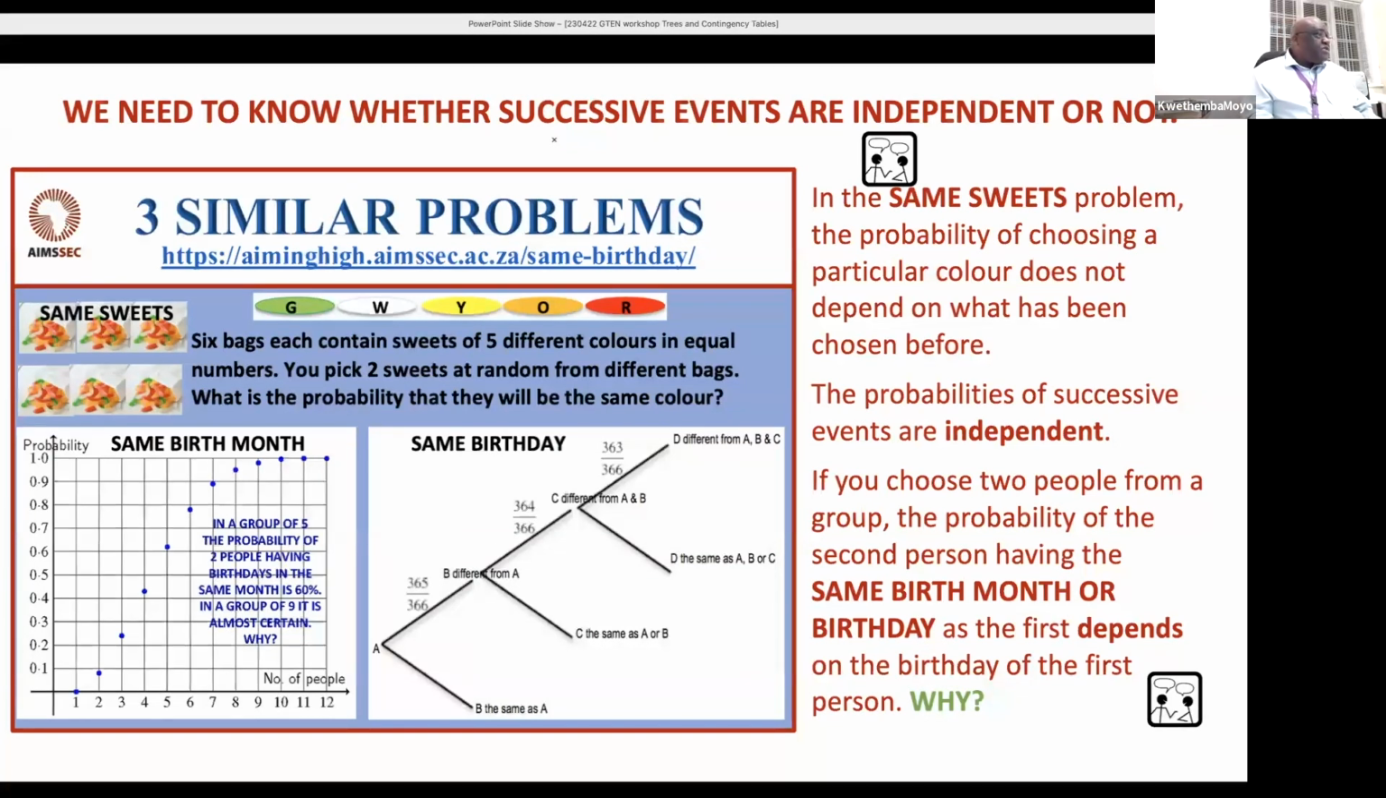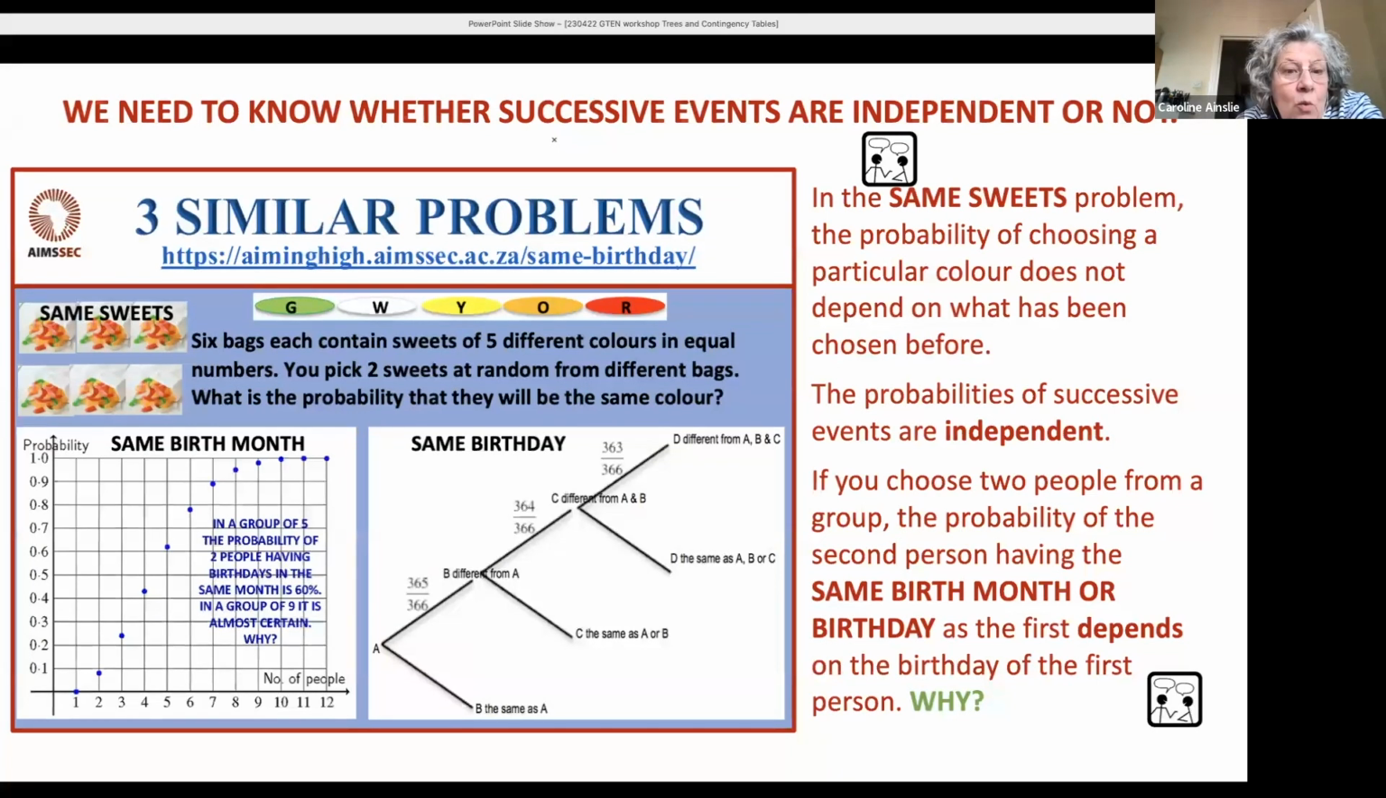The other scenario is the same birth month. What is the probability that, from a group of people chosen at random, 2 people will have the same birthday month? The other one is 2 people having the same date of birth, that is the same birthday. We're looking at the difference between an independent situation and a dependent situation.